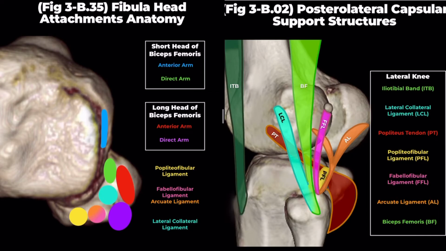Let's briefly review the posterolateral capsular support structures today. The fibular head is an important anchor for the supportive structures of the posterolateral corner, serving as an attachment point for several key ligaments and tendons in this region.